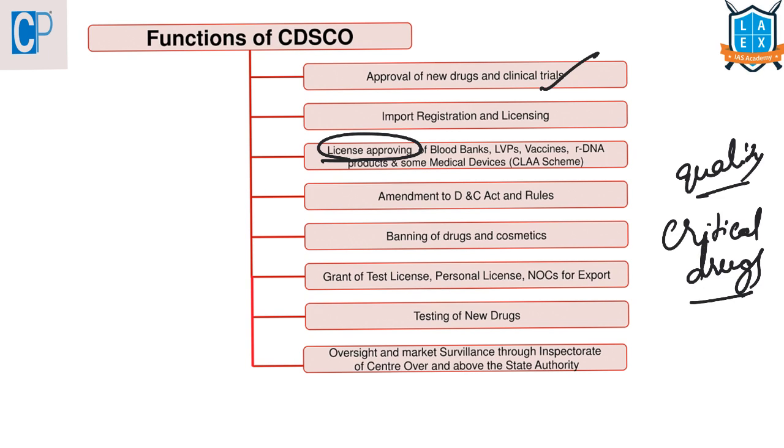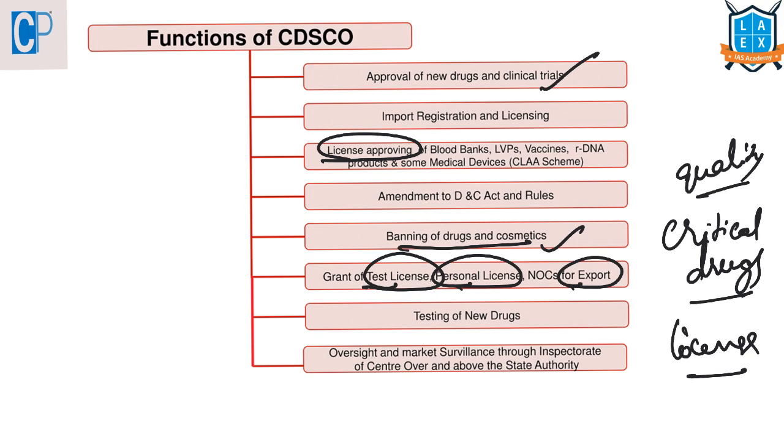What are those critical drugs? Blood and blood products, IV fluids, vaccines and sera. This CDSCO is responsible for granting license to these critical drugs, and they can even ban the drugs and cosmetics, grant the test license, personal license for export, and they can test the new drugs.